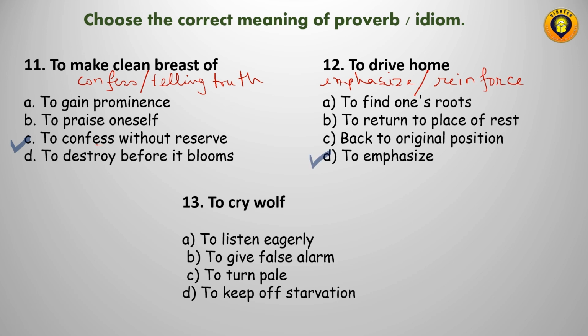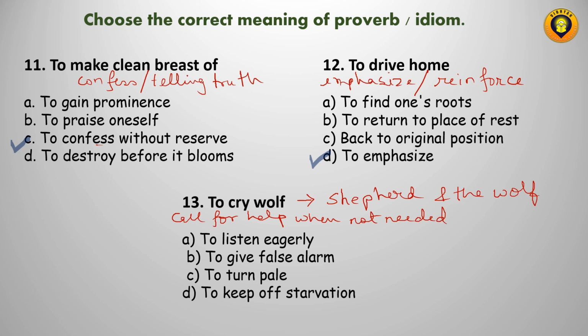Next, to cry wolf. Now here it is actually related to the story of the shepherd and the wolf, the very famous fable. When the shepherd was crying, wolf has come, please save me, but actually the wolf didn't come. So it was giving a false signal that something has come. Or we can also say, call for help when not needed, just like we have seen in this story. According to this, we have got four options: to listen eagerly, to give false alarm, to turn pale, to keep off starvation. So our answer would be none other than to give false alarm.